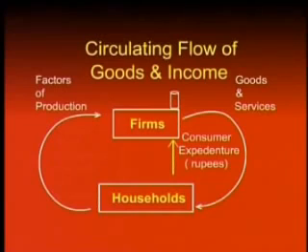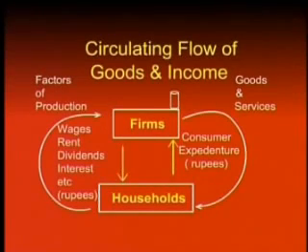Thus, the services of labor and other factors flow from households to firms, and in exchange, firms pay households money, namely wages, rent, dividends, and interest. Now, wages is the return that is paid for the supply of labor. Rent is the return which is paid for the supply of, yes, land. And dividends is the return which is paid for the supply of, yes, entrepreneurship. And interest is the return which is paid for the supply of capital.